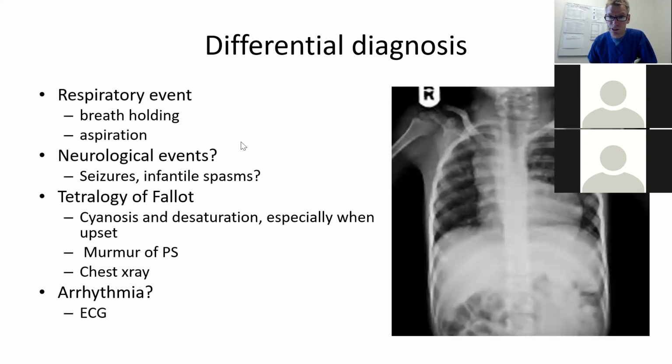This is his chest X-ray, and I'm not sure whether you can see it. What do you think about his chest X-ray? Can anyone suggest anything that you see on his chest X-ray? It's a boot sign. That's right. He's got what's called a boot-shaped heart, hasn't he? His heart looks like a boot. And what do you see that in?